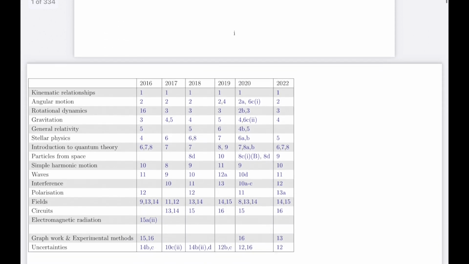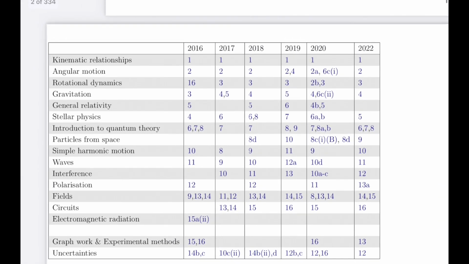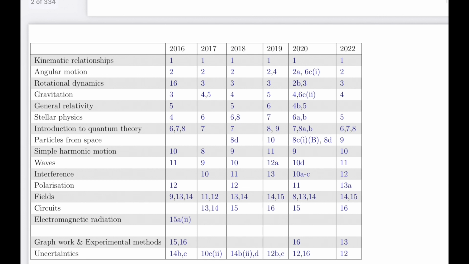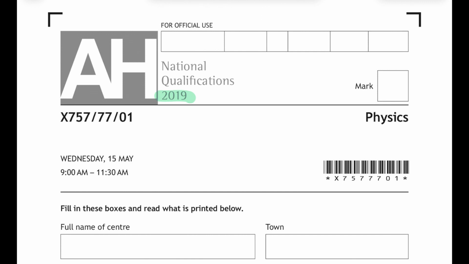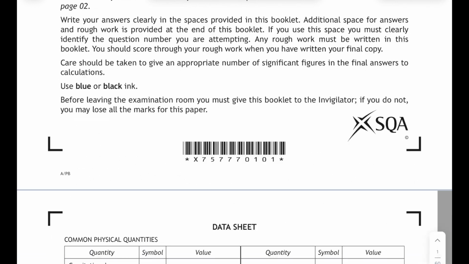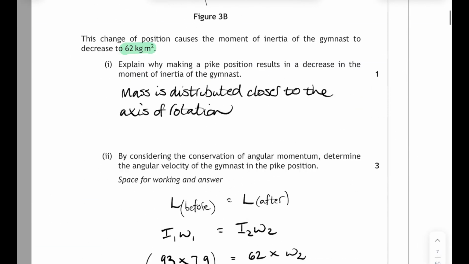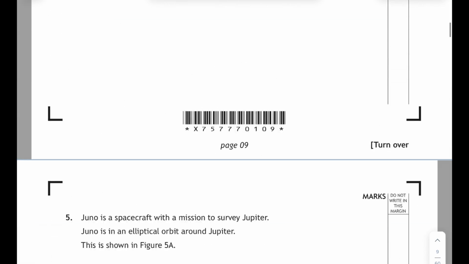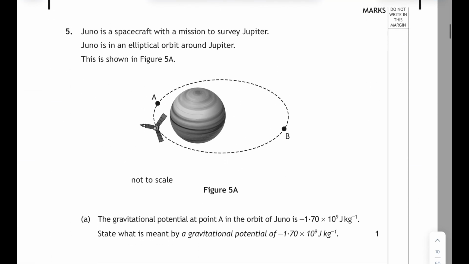So let's use Mr. Davies' interactive PDF and we'll pick a couple of questions here. So firstly we'll have a look at 2019 question 5 and then 2022 question 4. So let's jump straight in. 2019 question 5. Now the gravitation questions usually come after all the rotational dynamic stuff. So here we go with question 5.